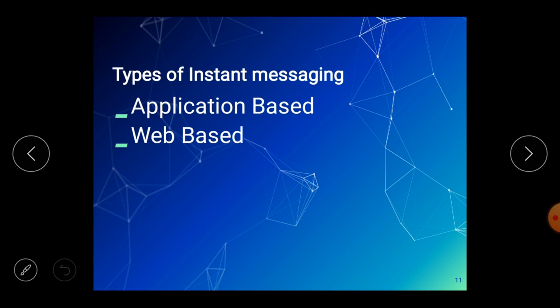Whereas the web-based services are what we are using now, where by using the internet, from any system you can send data, like what we send on Telegram, Skype, Instagram. These are all web-based instant messaging services. Nowadays we are not using application-based instant messaging, because we are all using Android mobiles, and with the help of that mobile we are sending and receiving data. So normally we are using web-based instant messaging services.